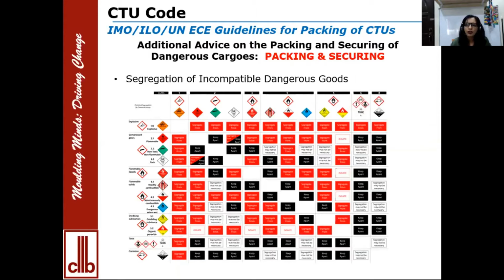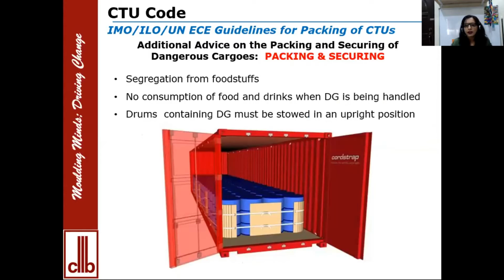When you have more than one DG to be packed, you've got to use the segregation table to identify whether you can actually pack these dangerous goods together. Yeah, and you have to ensure that the classes that have to be separated from foodstuffs, that you make sure you do not pack those dangerous goods with foodstuffs. And you must make sure that people don't eat or drink while they are handling dangerous goods. And when drums are used, drums have to be stored in an upright position.